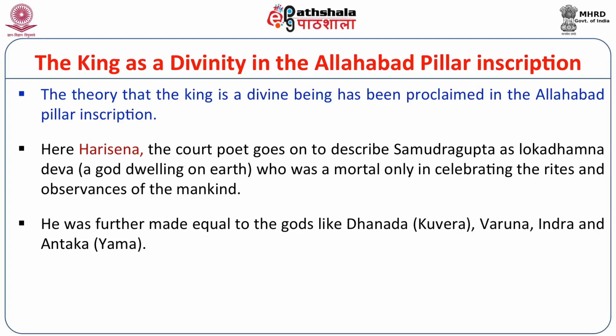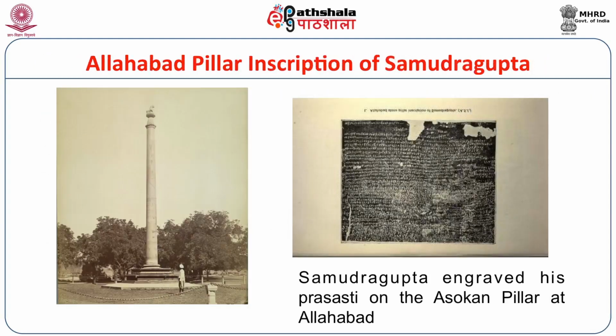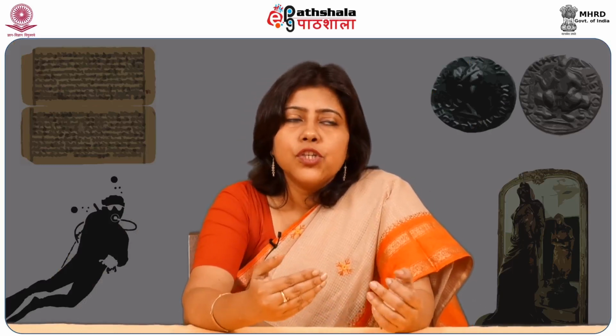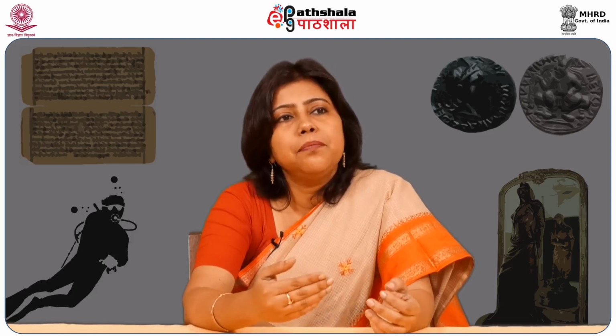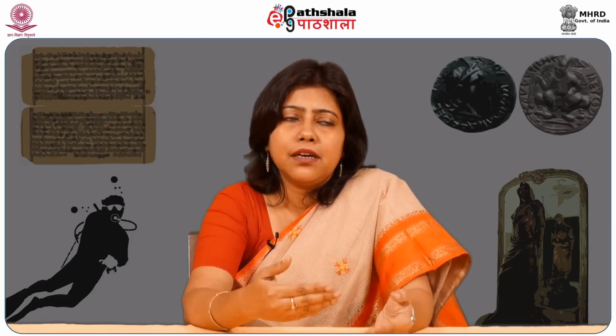Here is the Allahabad pillar inscription. On the left side you can see the pillar. This is actually an Ashokan pillar on which you will find the inscription of Ashoka, and Samudragupta chose this very pillar to inscribe his inscription. Why did he do so? The scholars have had many views regarding it. Probably Samudragupta wanted to represent himself as a king like Ashoka. So he chose to inscribe his inscription on an Ashokan pillar just below the inscription of Ashoka.